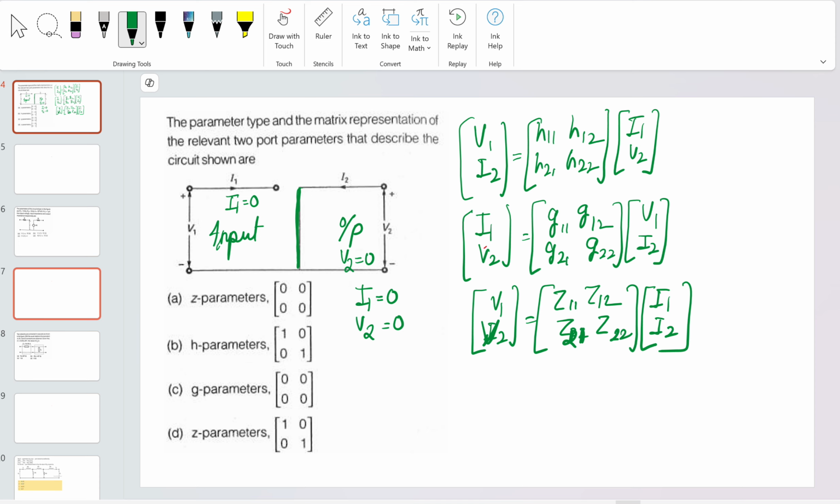Okay, let me solve this. Okay, C is the one. You called it. Actually, that is correct. C is the correct answer.